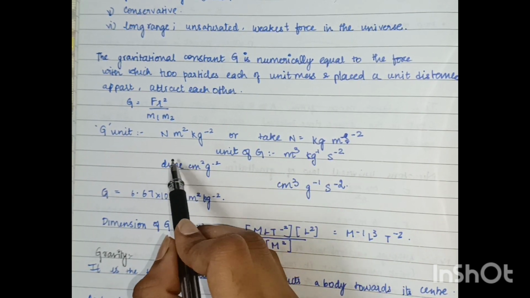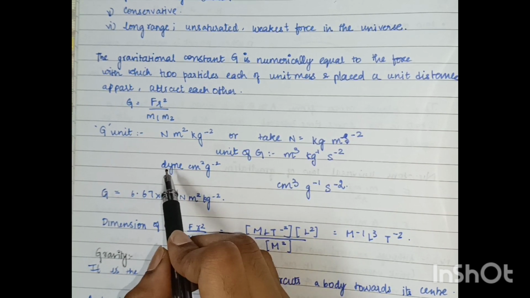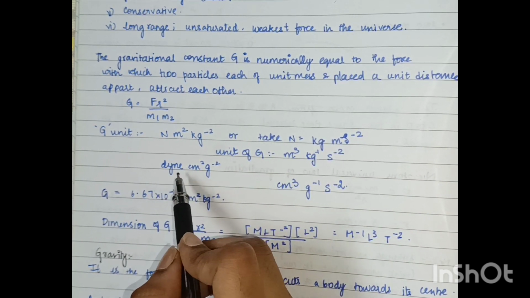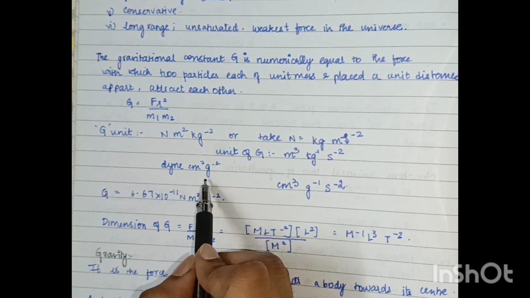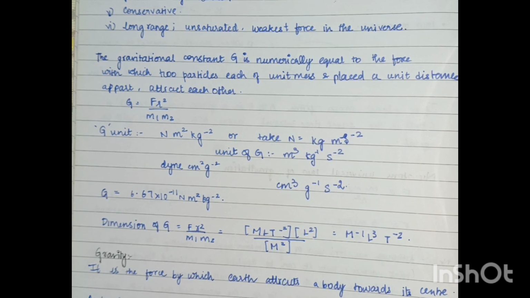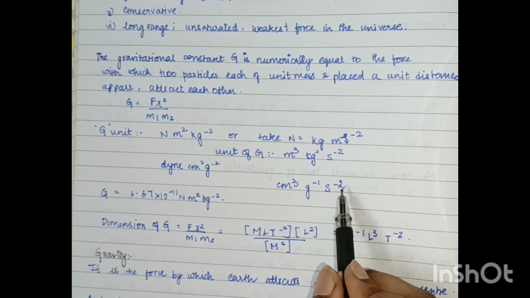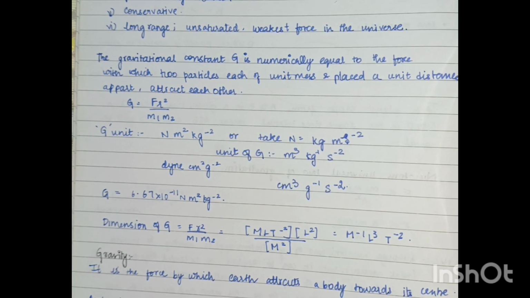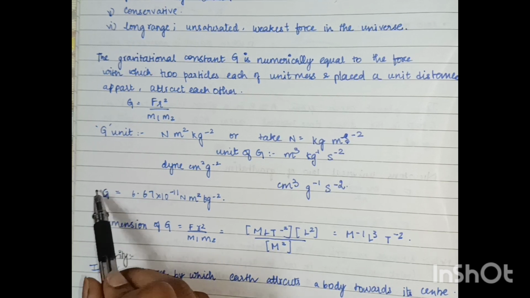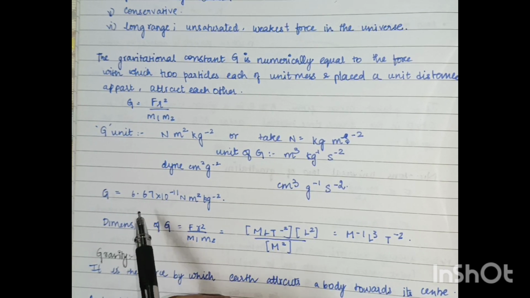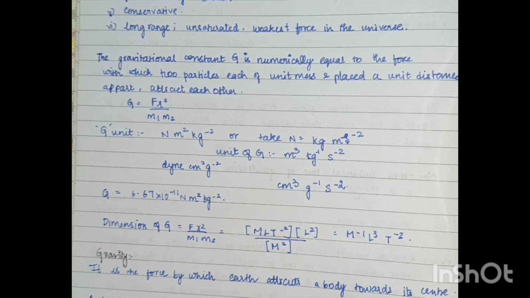If we take dyne centimeter square gram power minus 2 instead of Newton, then the unit of G will be centimeter cube gram power minus 1 second power minus 2. And on calculation we get the value of G, the universal gravitational constant, equal to 6.67 into 10 power minus 11 Newton meter square kilogram power minus 2.